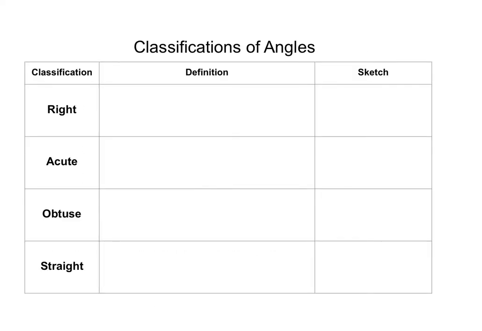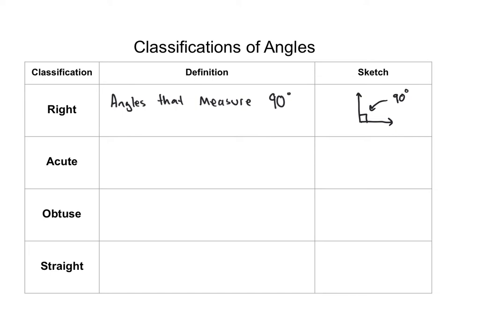Starting off with 4 of our angle classifications, we have our right angles, which are angles that measure 90 degrees. The sketch would be something like this. As long as there's that little box, you don't have to actually get a ruler out and a compass out and measure it with a protractor and all that. That little box means a 90-degree angle.